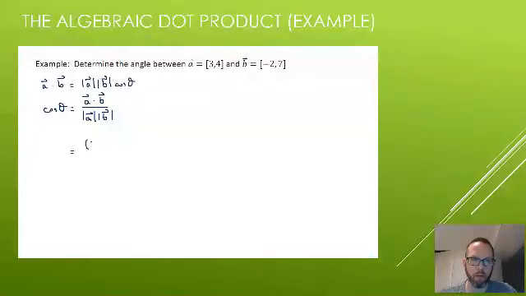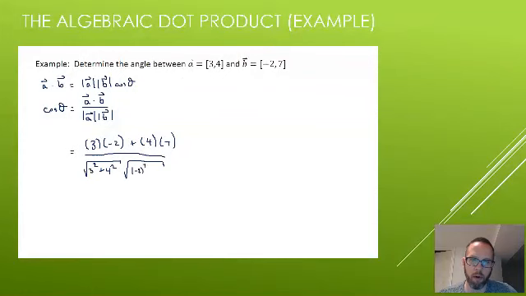So the dot product: multiply the x values, 3 times negative 2, plus multiply the y values, 4 times 7. On the bottom, the magnitude of A is the root of its components squared added together, 3 squared plus 4 squared. And the magnitude of B is negative 2 squared plus 7 squared. So that's negative 6 plus 28, so 22 on top. On the bottom, that's the root of 25, which is 5. And then 4 plus 49, the root of 53.